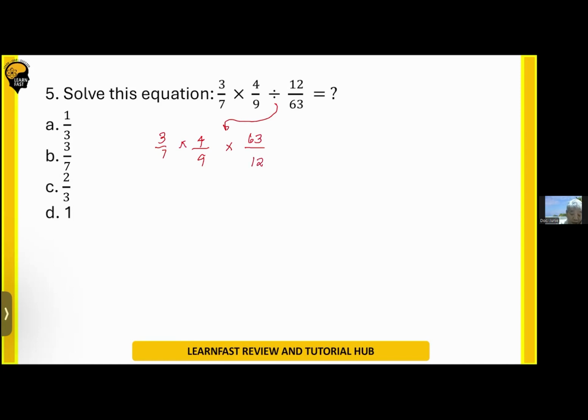Now note that 3 times 4 is 12, so it will cancel out with the 12 of your denominator. And then 7 times 9 is 63, so it cancels out with the 63 of your numerator. What is left in the numerator and denominator would be equal to 1. So this is 1, option D. Okay? So let's have number 6.